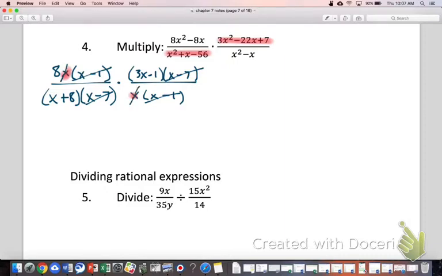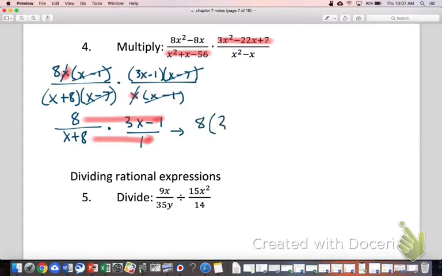Leaving me in the numerator with an 8 over x plus 8 times, gosh, that's just 3x minus 1 over 1, isn't it? Okay, so then the final step here would be to remember that the way that you multiply fractions is to multiply the numerators together and then multiply the denominators together. I think I'd probably just use a distributive property. So I'd say 8 times 3x minus 1. Yeah, you don't even have to do this. If you just want to write it like this, I'm fine with that.